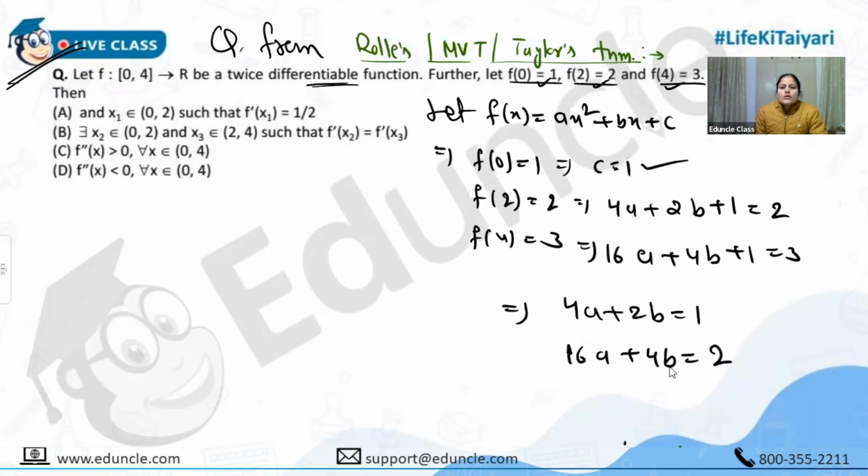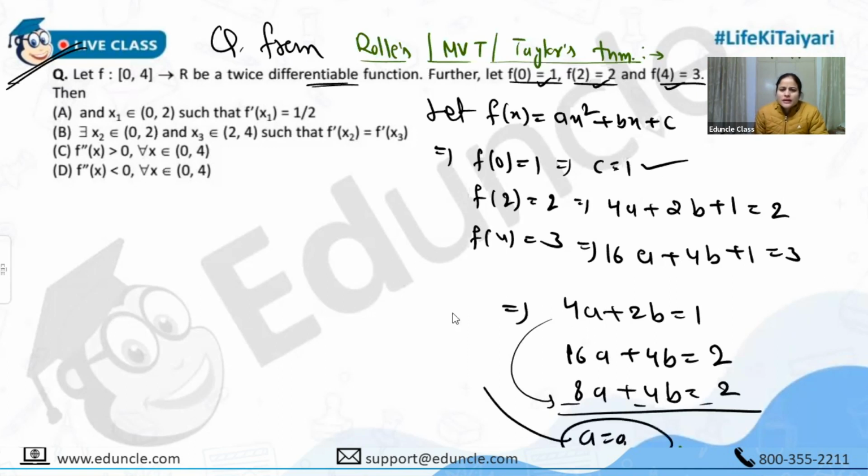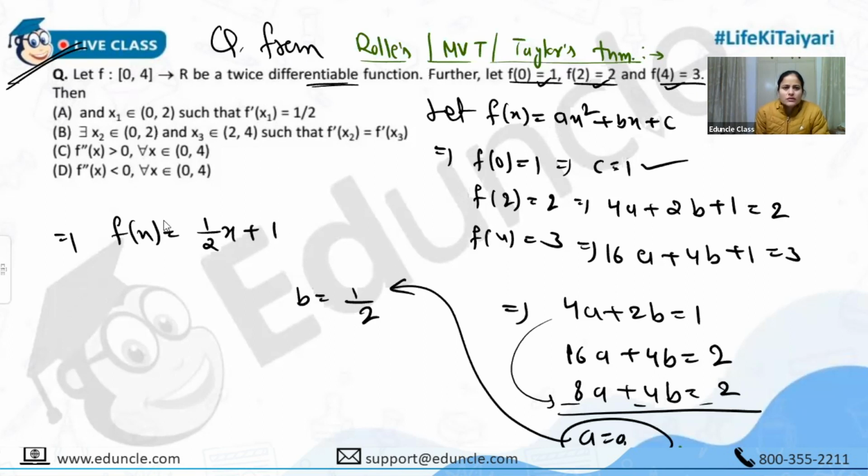ठीक है, okay. चलो कैसे भी करो भाई, इसको 2 से multiply कर दो तो 8a plus 4b is equal to twice. So when I subtract, then I have a is equal to 0. So as I am getting a equal to 0, then the value of b is equal to what? b is equal to 1 by 2. So my function f of x is nothing but a is equal to 0, b is equal to 1 by 2, x, and c is equal to 1.